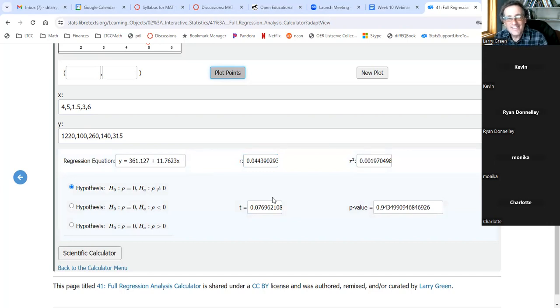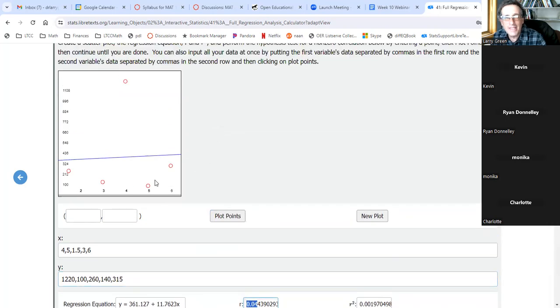Okay, so we have R. R is always a number between -1 and 1. If R is close to -1, that means the line is going to be really close to the points, but the slope of the line will be negative. If R is close to +1, that means the line will be close to the points and the slope will be positive. If R is close to 0, that means the line is not close to the points. You see, like this point right up here is way away from the line. The others aren't that close either. Do you see how that works?